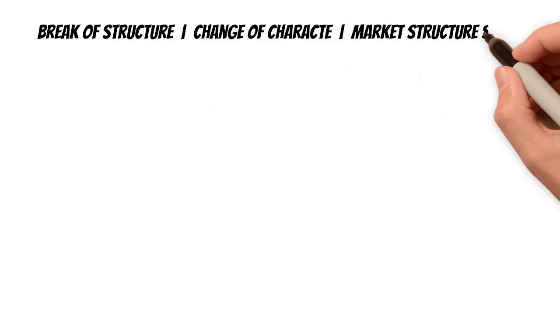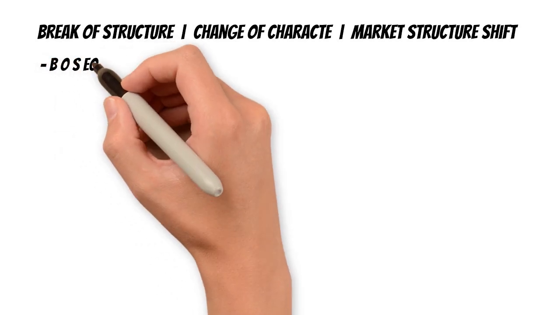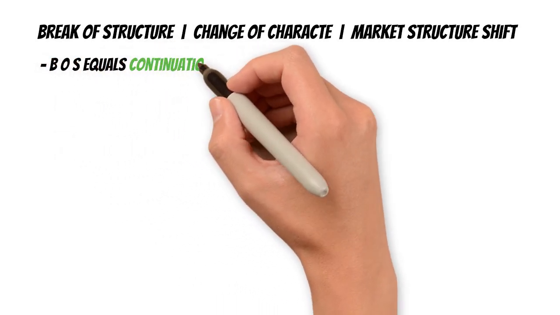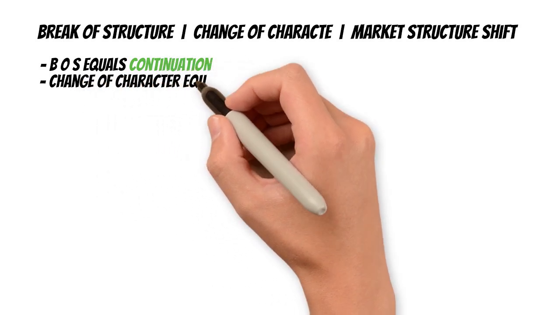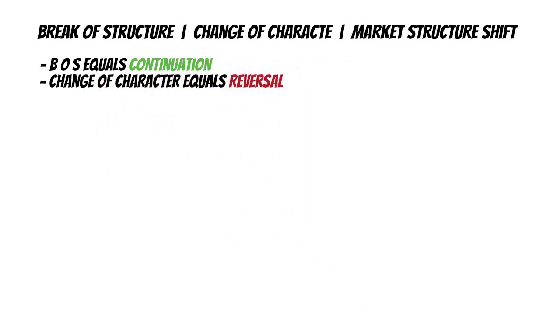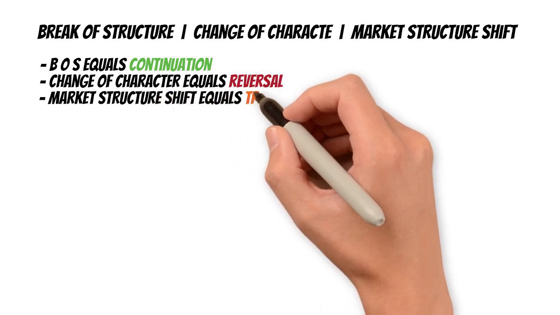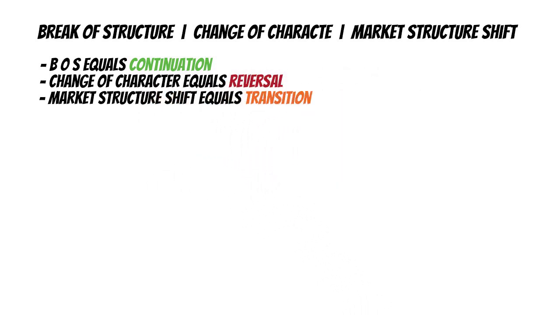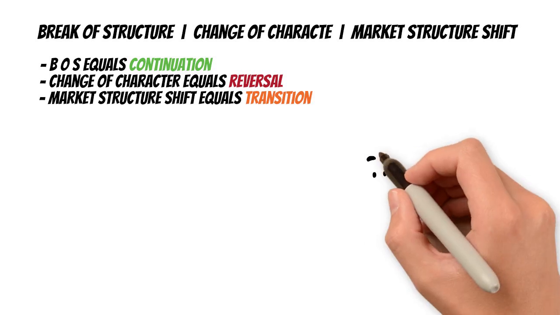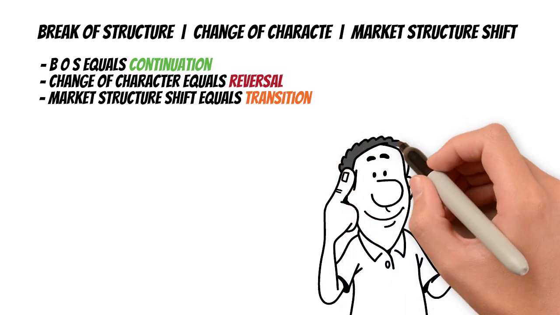Break of structure versus change of character versus market structure shift, MSS. Let's compare them directly. BOS equals continuation. The current trend is healthy and strong. Change of character equals reversal. The market's psychology is changing direction. Market structure shift, MSS, equals transition. It shows the turning point where control is handed from buyers to sellers or vice versa.